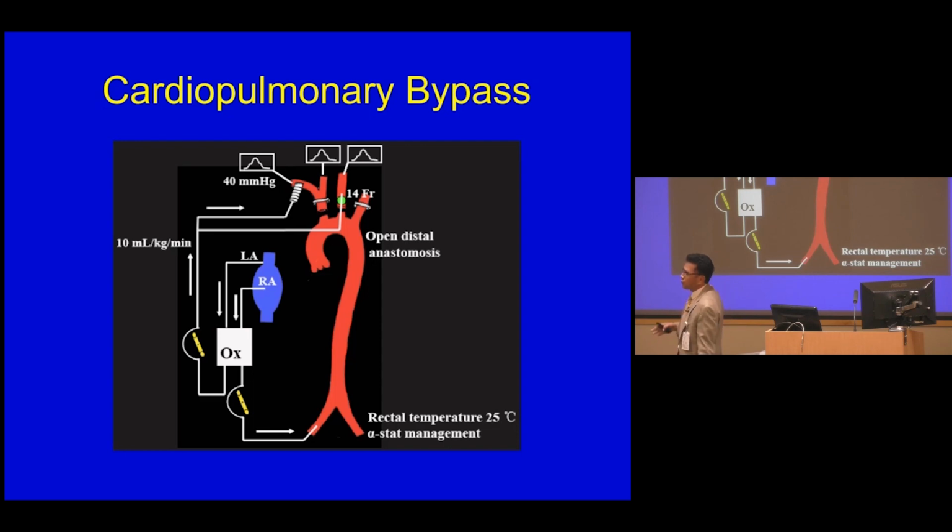In these patients, you don't have the time to see if there's a complete circle of Willis or not. And so I always put a catheter and perfuse the left side of the brain as well while I'm doing my repairs. That gives me time to do either an extended hemiarch or a total arch if I have to.